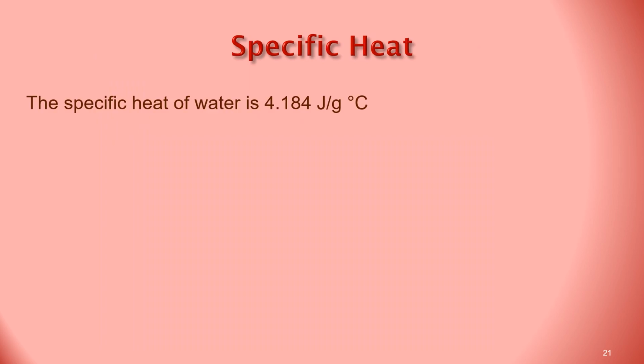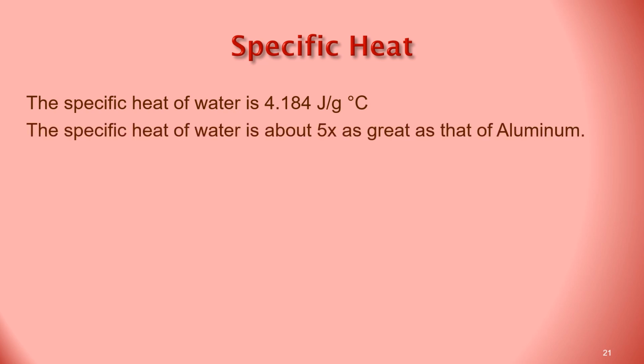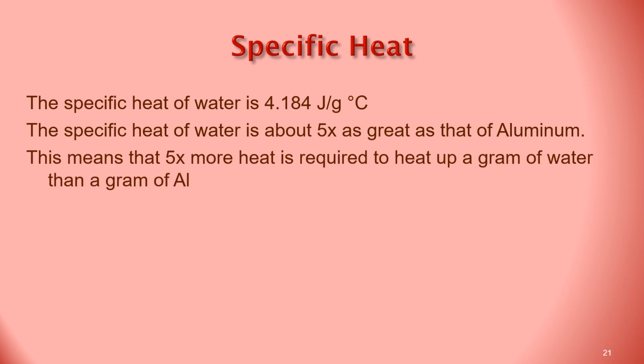So again, the specific heat of water is 4.184 joules per gram degree Celsius. Just take a minute to think about that. That's actually a pretty big number. The specific heat of water is almost 5 times as great as that of aluminum. So it takes a whole lot more energy to heat up 1 gram of water 1 degree than it does to raise the temperature of 1 gram of aluminum 1 degree. So 5 times more heat is required to heat up a gram of water.